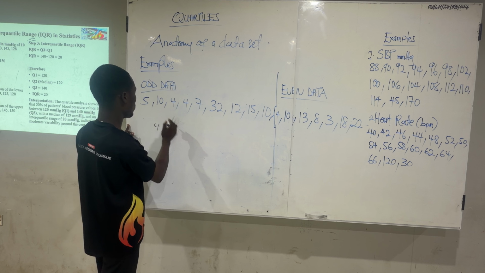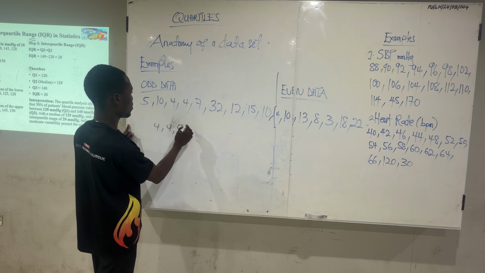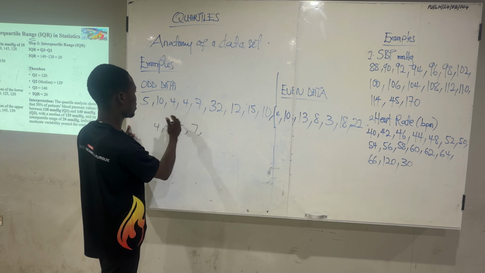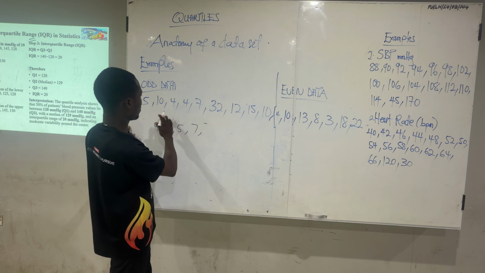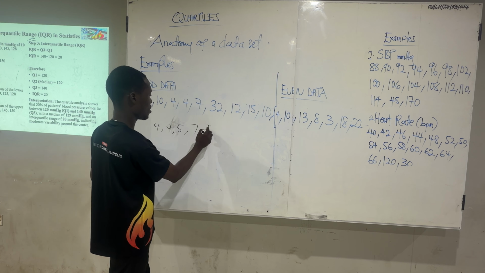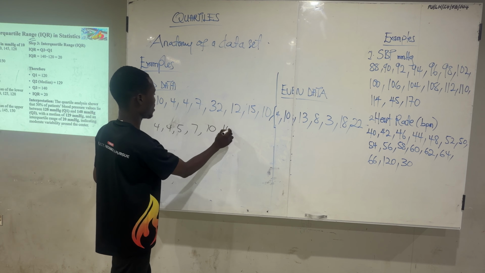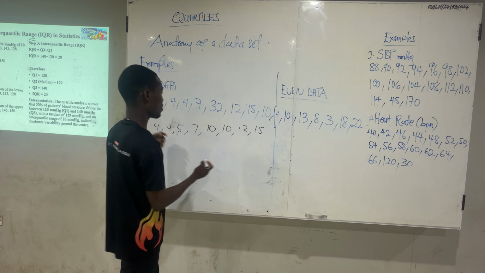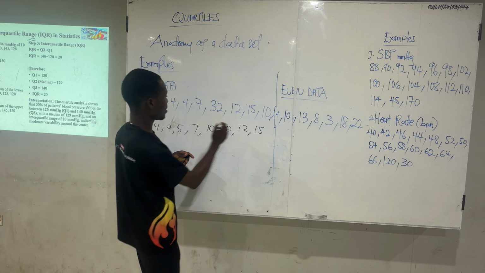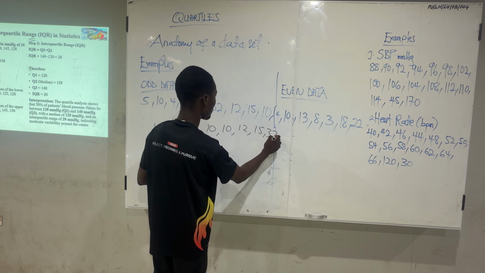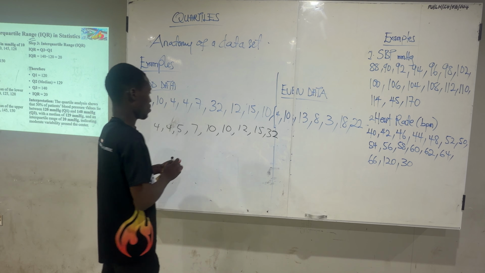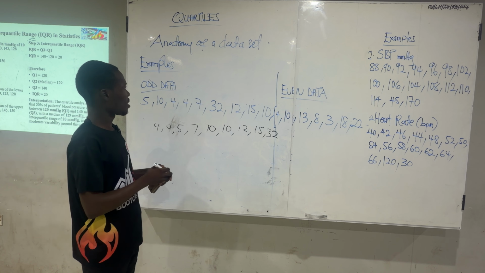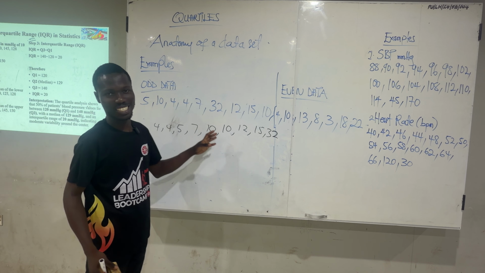The fours are 2, then 5, then 7, then another 10, another 10, then we have 12, we have 15. And then 32. So 32 is the last thing. So now, as we have arranged it, let's first look at the anatomy of the data set.